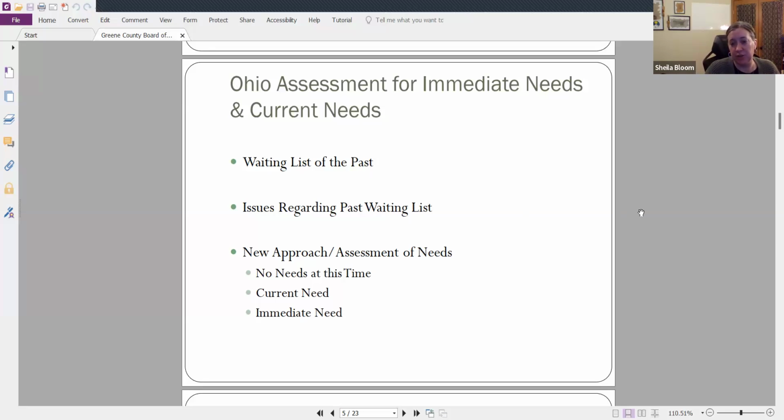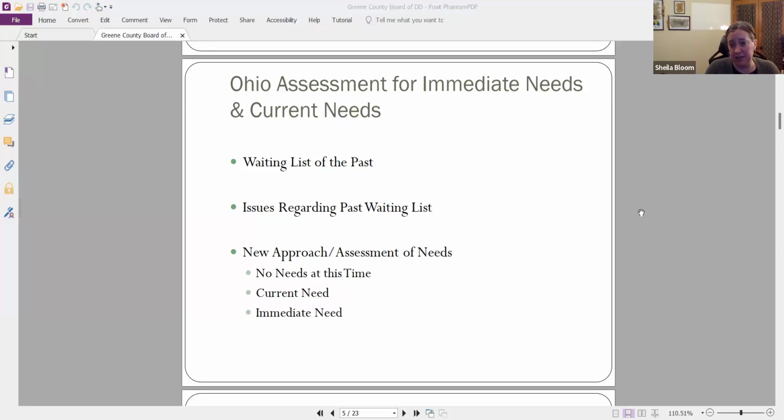So now we've gone to a need-based assessment. So this assessment will help to determine what, if any, needs your individual has and how to best meet that. An outcome of a current need means that within the next 12 months or so, we can see that there's a possibility for an increased need in services and supports. A good example of this is your loved one may be getting ready to separate from high school. High school separation means a lot of big changes.